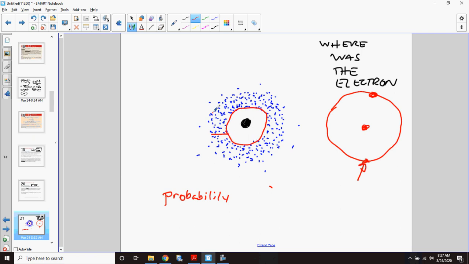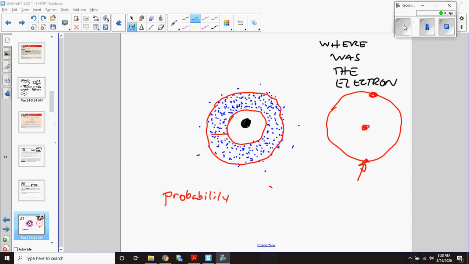Now, I can't draw a circle to save my life with this graphics tablet. Let me pause for a second. All right, I redrew the circles, but they're not that much better. So what we end up with is a region. I'm going to write the word region. We end up with a region around the atom where we are very likely to find an electron, and regions where we're not.